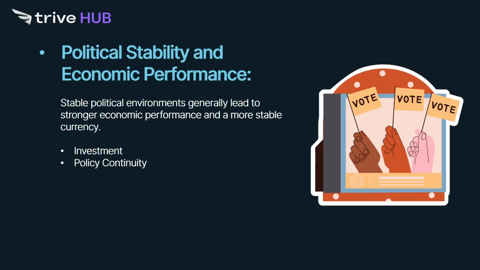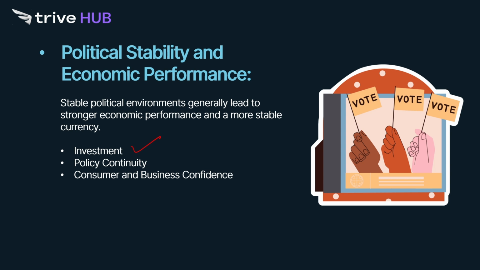These are the factors that can be affected by political stability: investment, policy continuity, consumer and business confidence. If the fluctuation is too much in the political environment of a particular country, then foreign investors might get discouraged and not invest here.